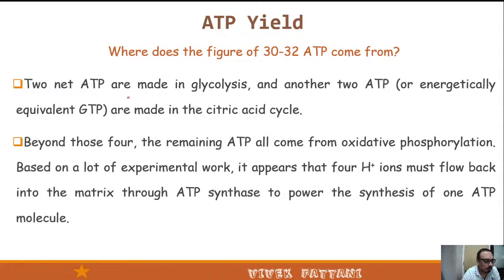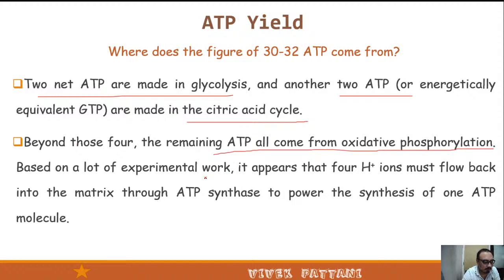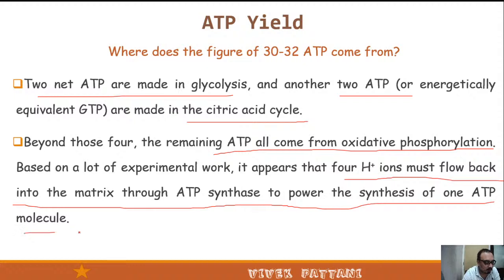So 2 net ATPs are made in glycolysis, and another 2 are made in the citric acid cycle. Beyond these 4, all the remaining ATPs come from oxidative phosphorylation, in which two coupled processes, the electron transport chain and chemiosmosis, occur. Based on a lot of experimental work, it appears that 4 hydrogen ions must flow back into the matrix through ATP synthase to power the synthesis of one ATP molecule. So for production of just one ATP molecule, 4 hydrogen ions must flow back into the matrix.